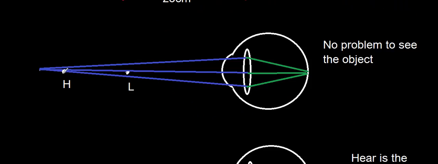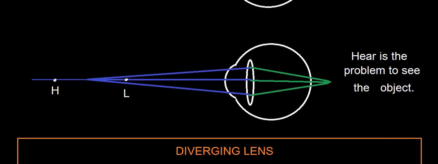He can see all objects which are kept away from this point, whose distance is more than 30 centimeters to infinite. He can see all the objects. And if it is kept here, the image will be formed on the retina, no problem to see the object. But the problem is when an object is kept between H and L. If it is kept here, the person faces the problem. He cannot see the image of this object clearly because the image will be formed beyond the retina. That is the problem. To rectify this problem, let us see which lens we have to use.